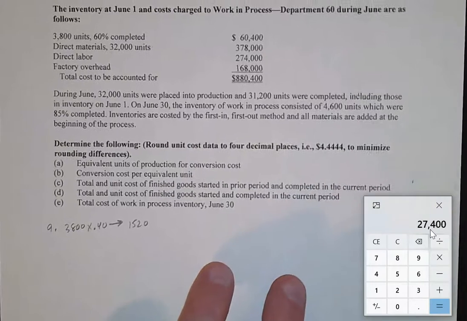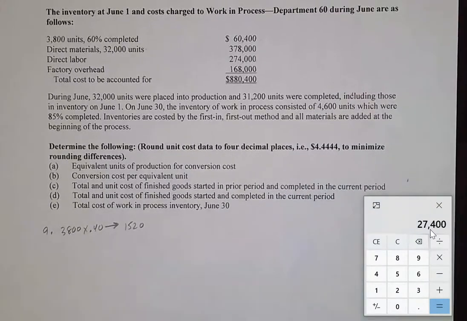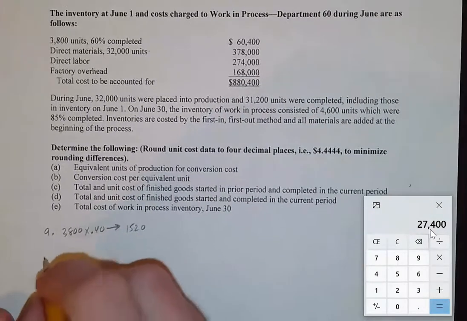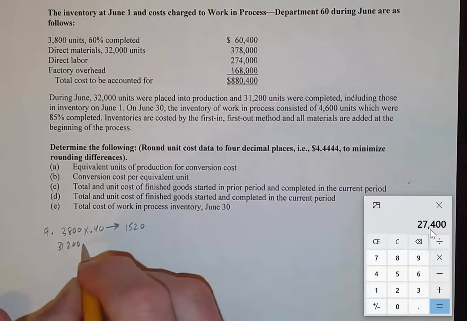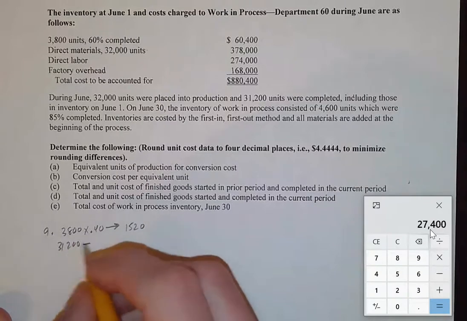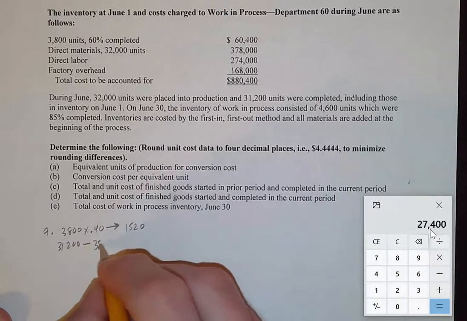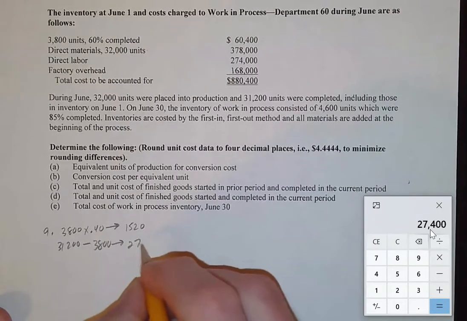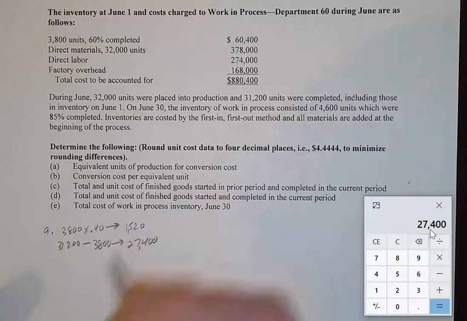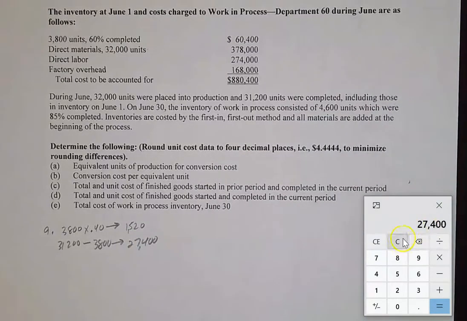the month of June. Okay, so I want to take the second part of this is going to be 31,200 minus 3,800, and that's going to give us 27,400. Okay. All right.